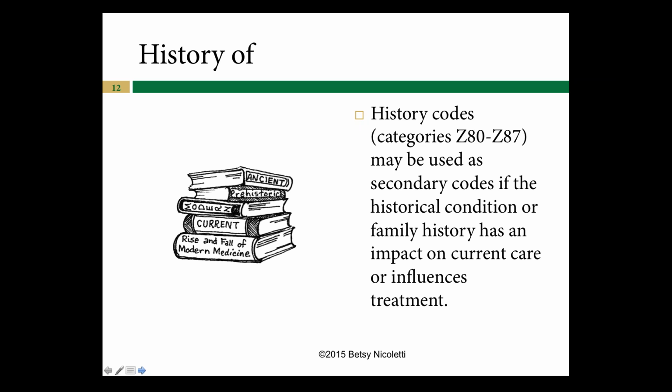Same thing with breast cancer. If the patient has no evidence of the disease and isn't being treated for the condition anymore, then we don't continue to report the 174 diagnosis code. We report now a V code, will be a Z code, personal history of breast cancer, personal history of, or family history of some kind of condition.